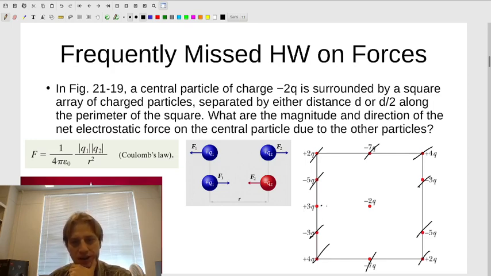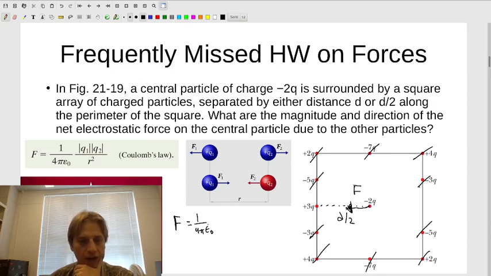So in this case, if this distance is d over 2, and this is a plus charge, this is a minus charge, they're asking for the force on this central particle. So our force would be in that direction. There's our force. What's the size of this force? Well, it would be 1 over 4 pi epsilon naught. So that's this whole factor together. We sometimes call that k. That's that 9 times 10 to the 9th approximately.